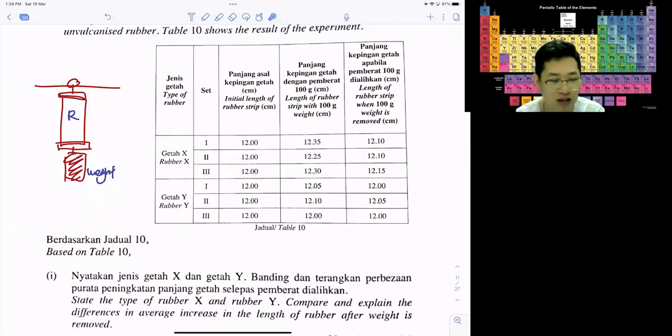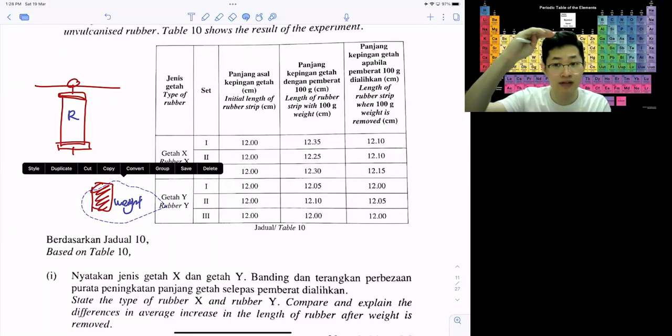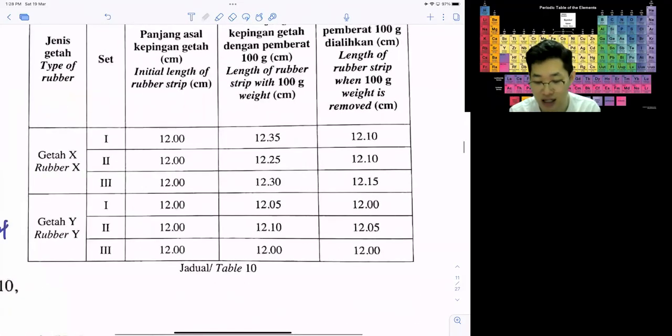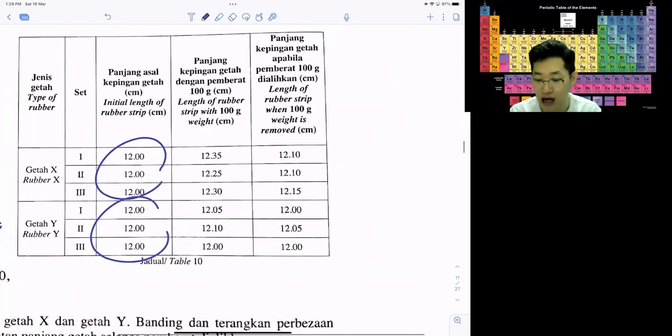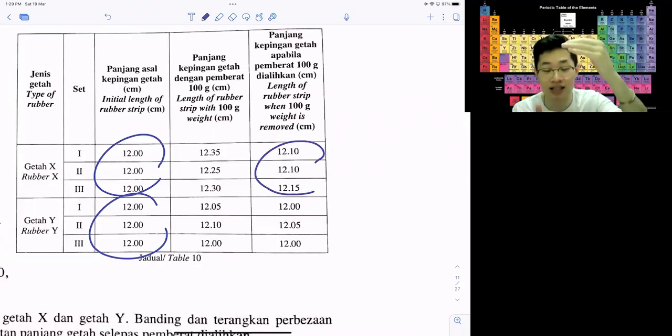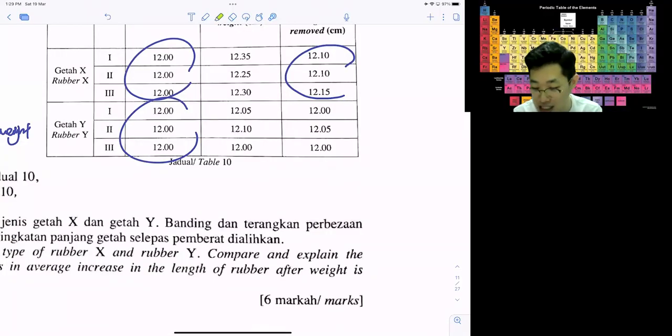So maybe after 10 or 20 or 30 minutes, they will remove this weight. So just now the rubber has been stretched. After removing the weight, it will go back to its original shape, right? If it is very elastic, then the length, you see, before stretch, everyone is the same. After I hang the weight, you can see this one is stretched longer, this one stretched shorter. When I remove the weight, this one has been strengthened, it becomes longer than the original length. Then this one goes back to almost the same length. So that means this one is more elastic, right?